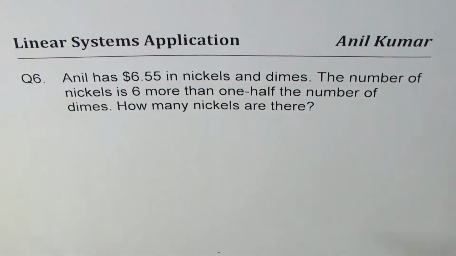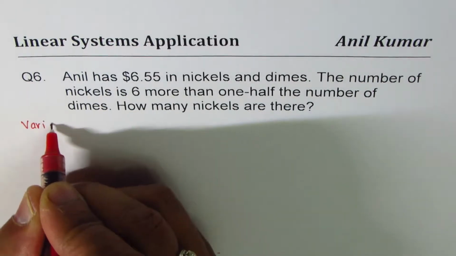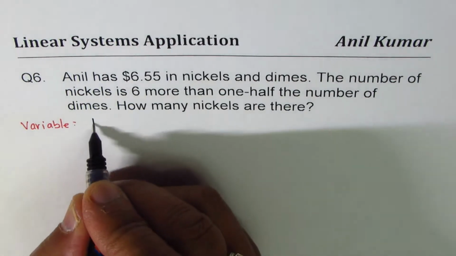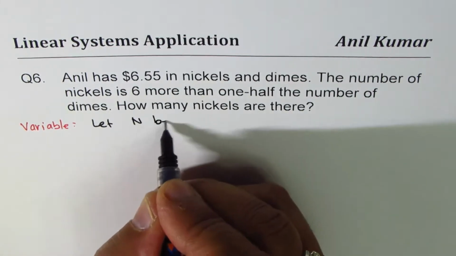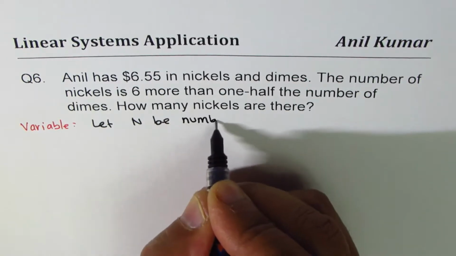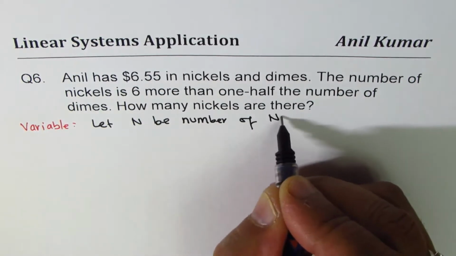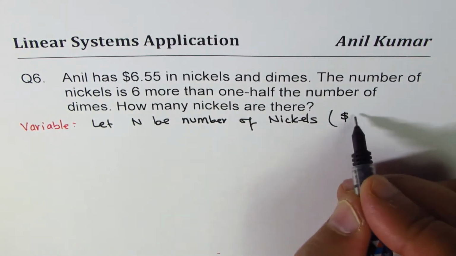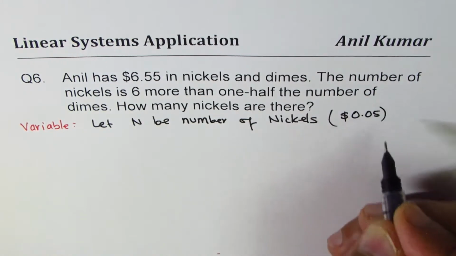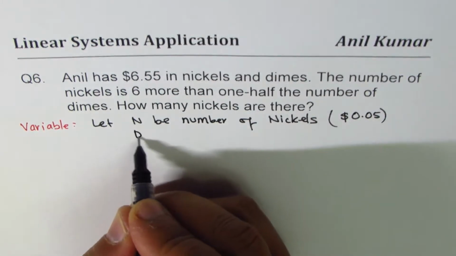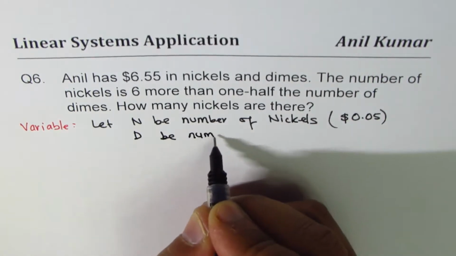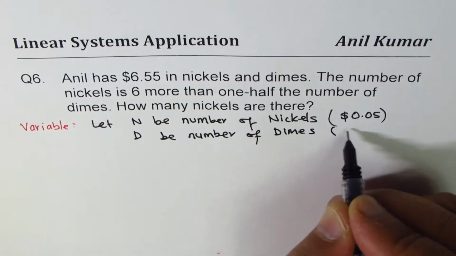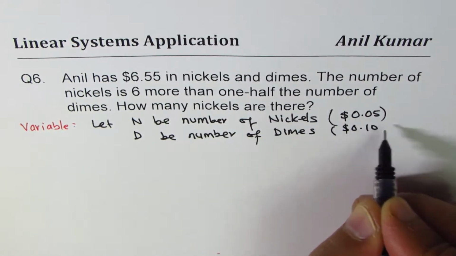First step is to define variables. In this case, we're talking about nickels and dimes. So we say let n be the number of nickels. Nickels in dollars would be 0.05, or 5 cents. And let d be the number of dimes. That is 10 cents, and in dollars it'll be 0.10. Is it okay?